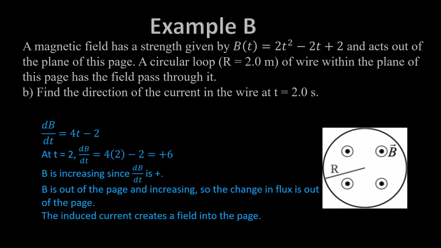Since the change in the flux is out of the page, the induced EMF is going to try to oppose that. So it's going to try to create a field into the page. So we're going to use the right-hand rule for a magnetic field, an induced field into the page. So this is the right-hand rule where you point your thumb in the direction of the field, so that's into the page, and your fingers are going to curl clockwise. So the induced current is going to be clockwise by the right-hand rule.